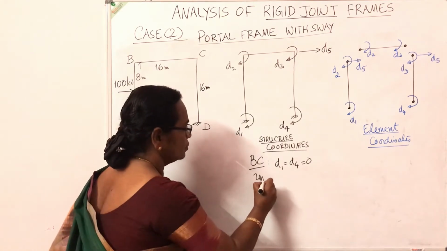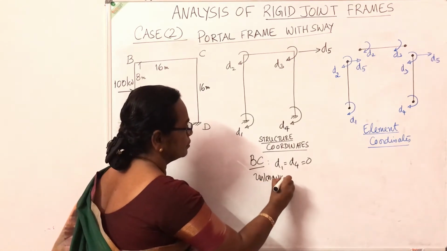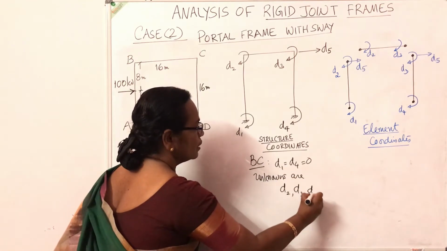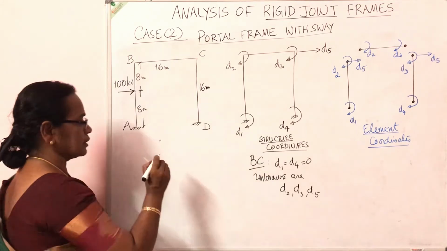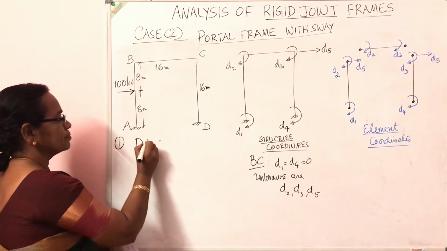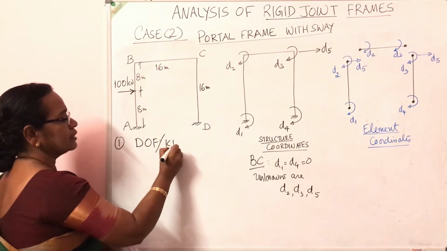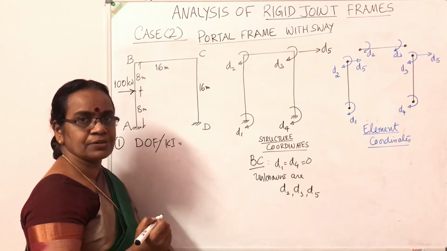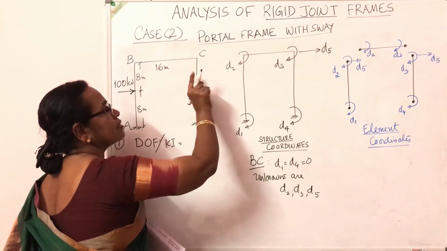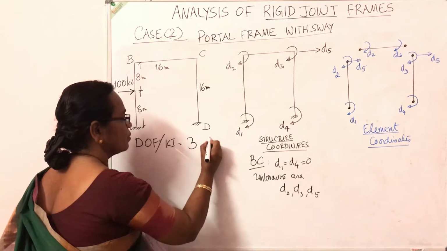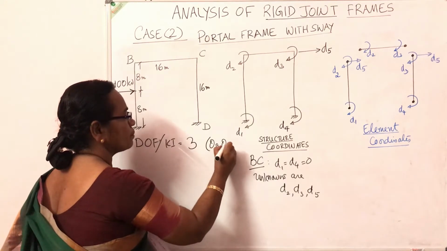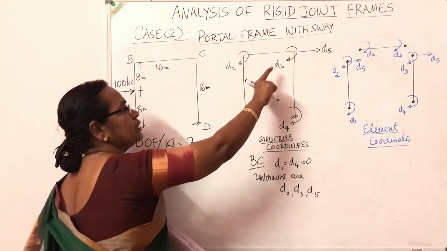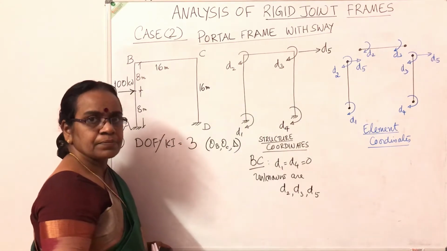So the unknowns are D2, D3, D5. So I can write the first step: degree of freedom or kinematic indeterminacy of the structure, the possible independent displacements in the structure, is equal to theta B, theta C and delta. The degree of freedom is 3, theta B, theta C and delta, but I will mention in the example as D2, D3 and D5. So that is the first step.